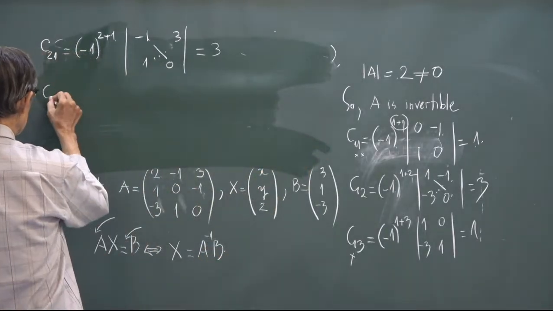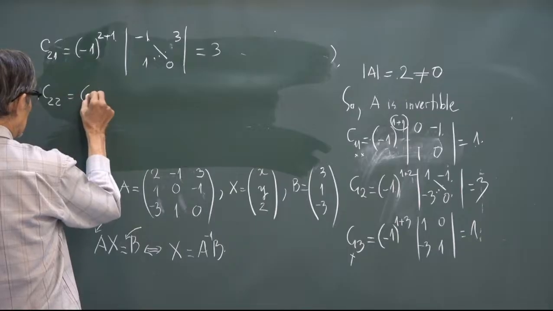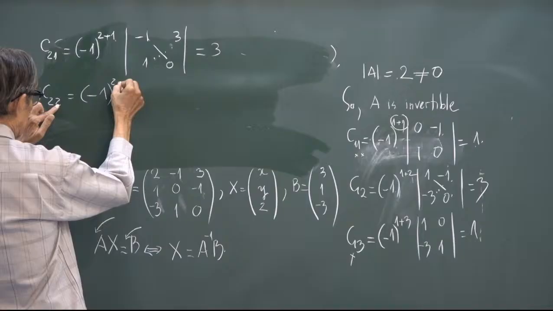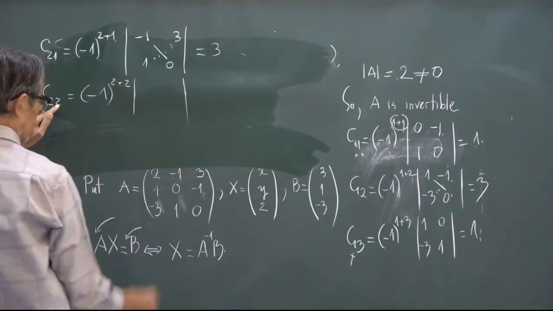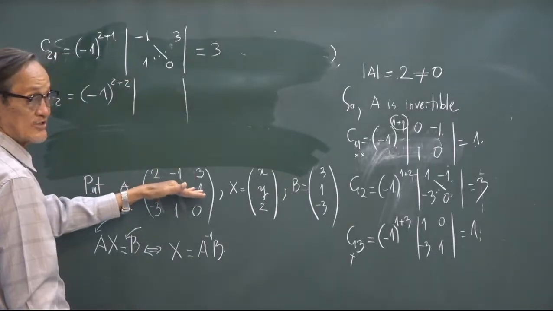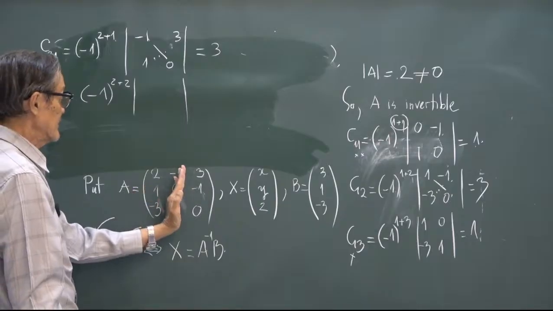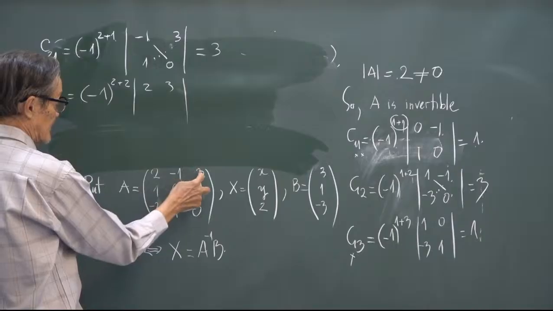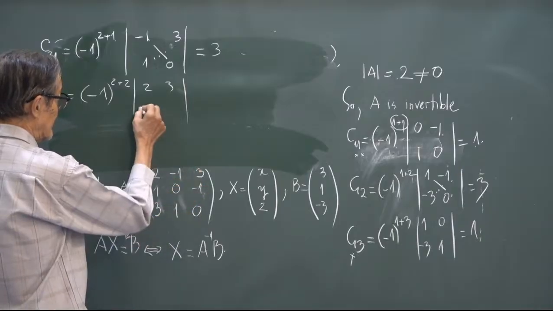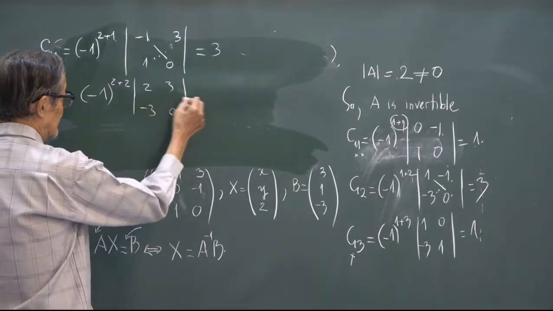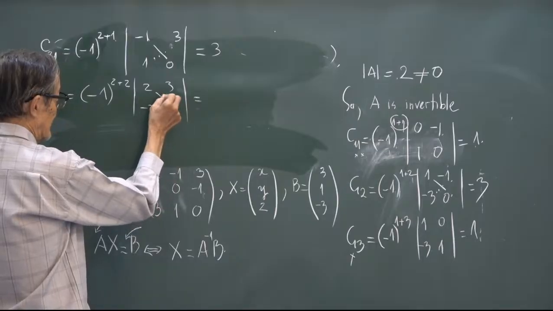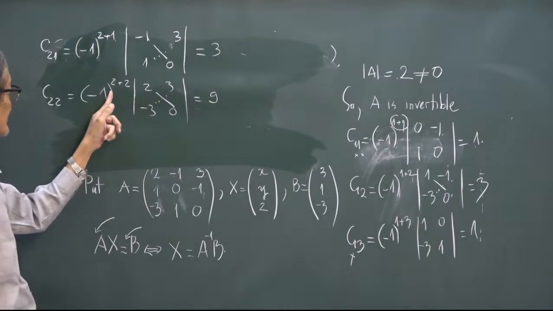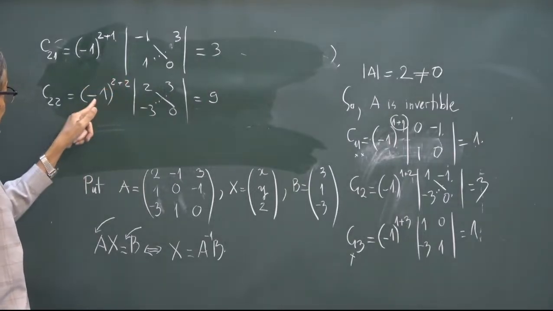Now C22, minus 1 to the power row plus column. Delete row 2, delete column 2. 2, 3, minus 3, 0. 0 minus of minus 9 plus 4 minus 9.